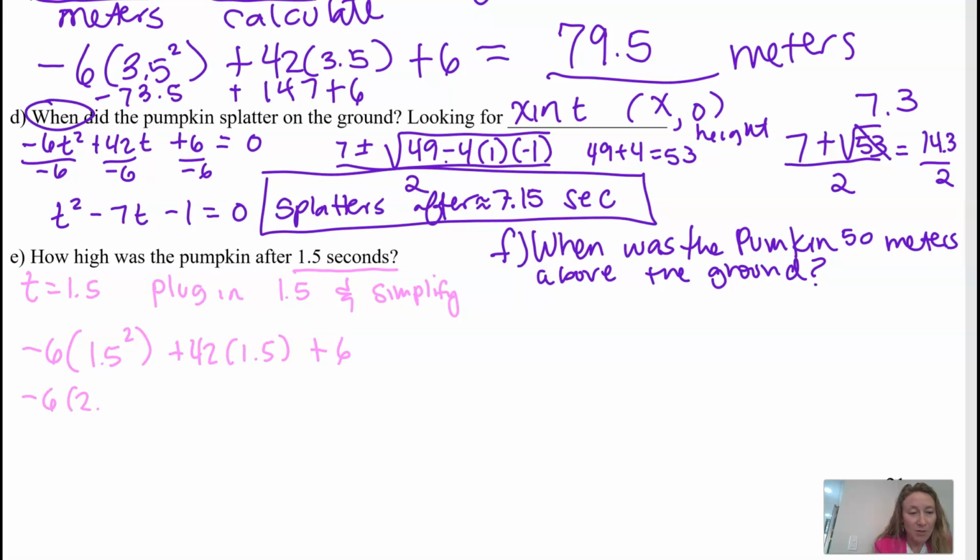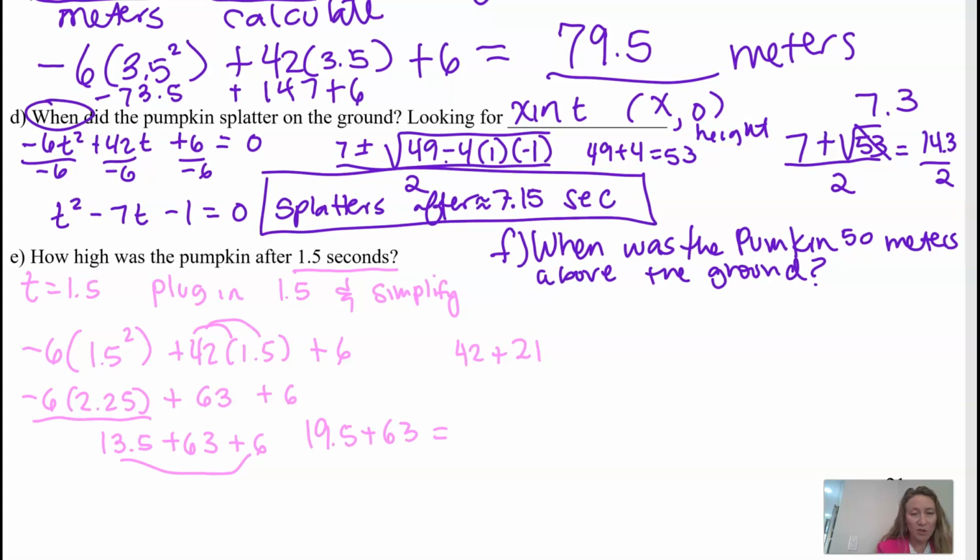It's going to be negative 6 times 2.25. Plus, so 42 times 1 is 42, plus half of 42. I'm thinking of it like this. Half of 42 is 21. So when I add those together, I get 63. And then plus 6. I need to do this calculation. I think it's going to be a decimal, so I'm not going to try to do it in my head. 2.25 times 6, 13.5. Plus 63, plus 6. I'm going to say that's 19.5 plus 63, which is very similar to 63 plus 20, so 83 minus 0.5, so 82.5 meters.